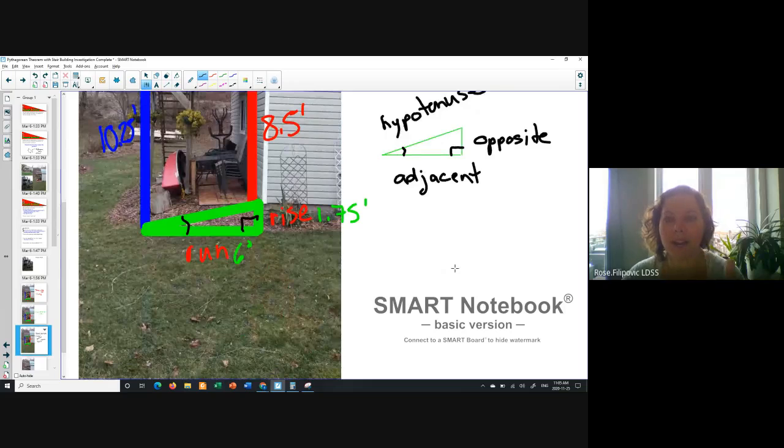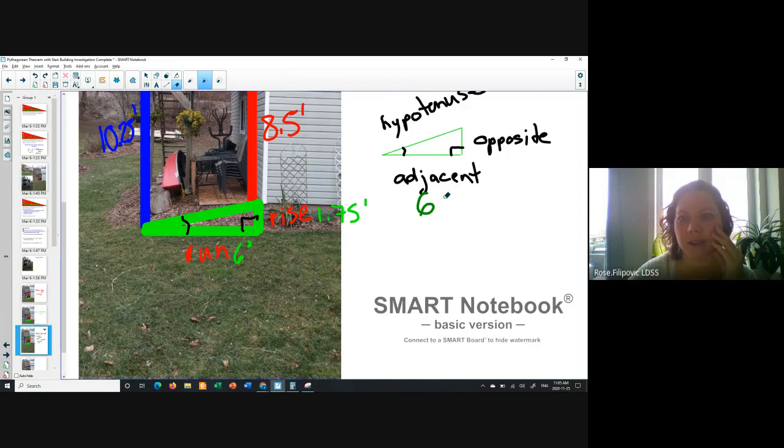Okay, so I've labeled the triangle, but now I'm going to put in the measurements, because that's what's also going to help me. So this bottom is 6, not 6 inches. Seriously, Rose. There we go.